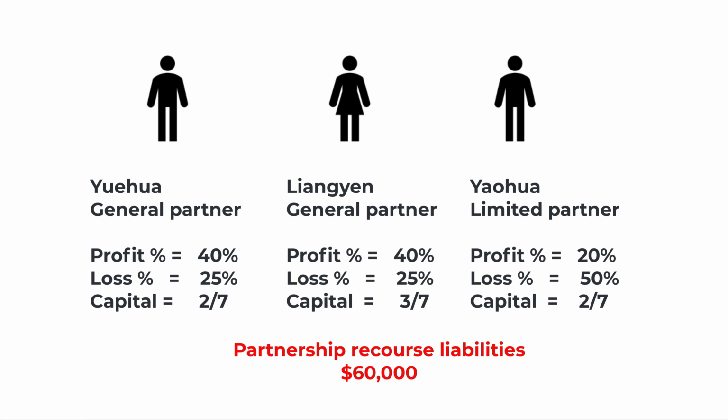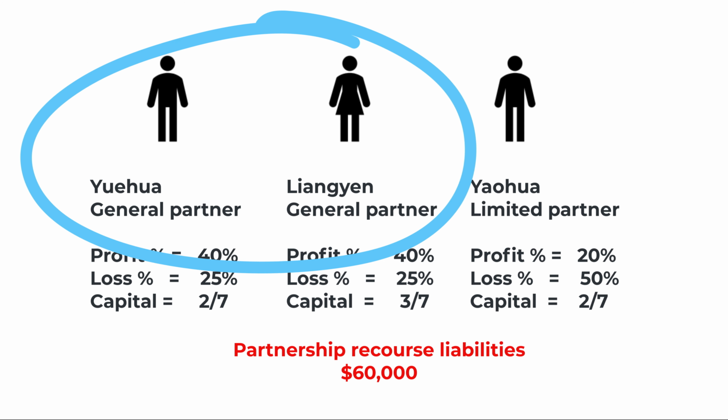In this example, there are three partners. The first two are general partners, and the third is a limited partner. Only general partners are allocated recourse liabilities, not limited partners. LLC members are also not allocated recourse liabilities. The exception to this is when a limited partner or an LLC member personally guarantees a recourse debt. The personal guarantee on the debt makes the limited partner or the LLC member responsible for the recourse liability.